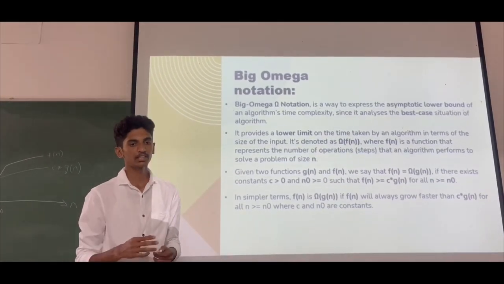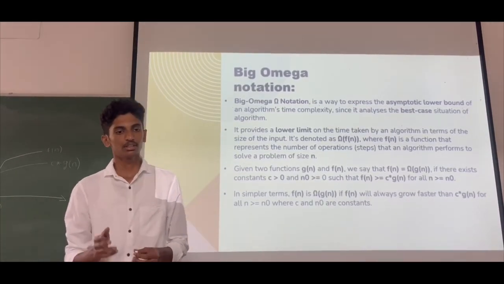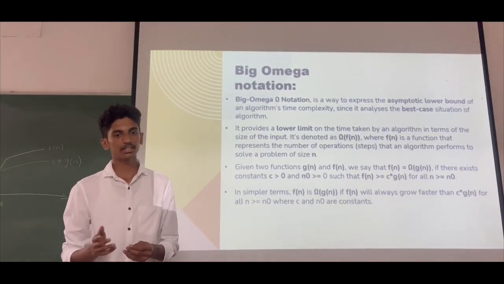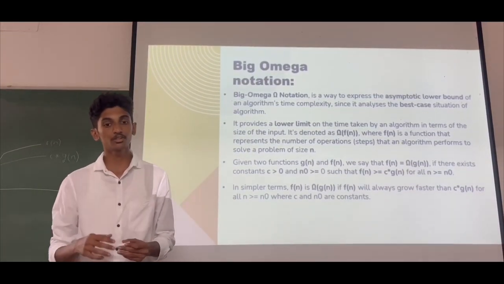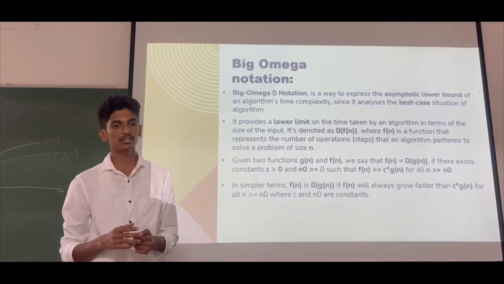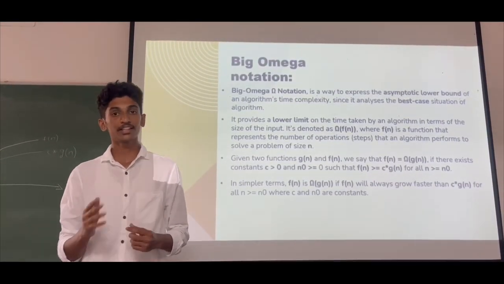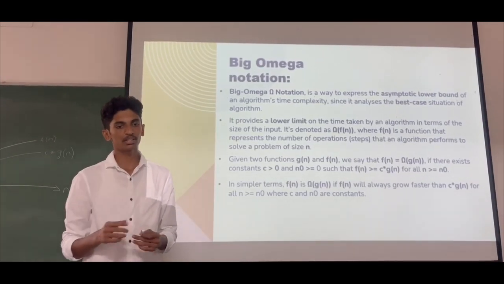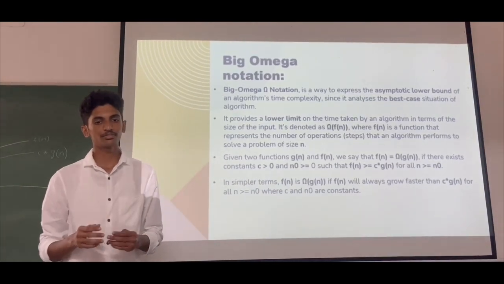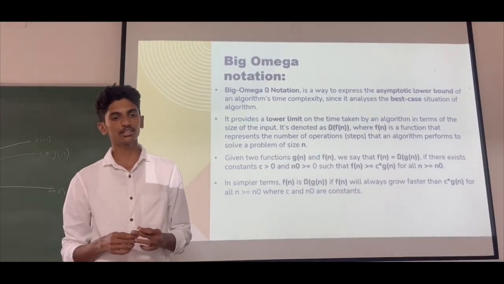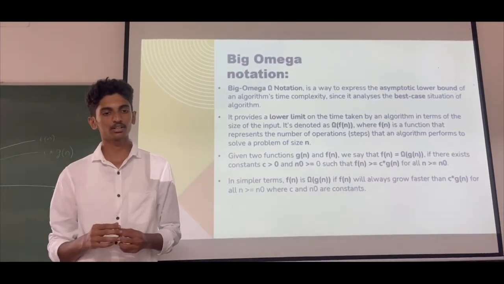There are two given functions, g of n and f of n. We say that f of n is equal to omega of g of n if there exist constants c greater than 0 and n naught greater than or equal to 0, such that f of n is greater than or equal to c into g of n for all n greater than or equal to n naught. In simpler terms, f of n is omega of g of n if f of n will always grow faster than c into g of n for all n greater than or equal to n naught, where c and n naught are constants.